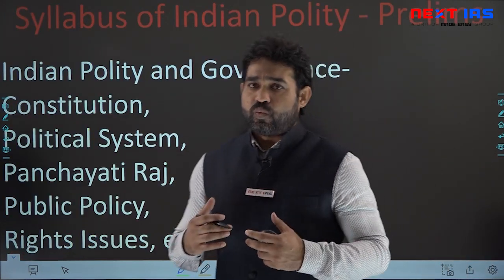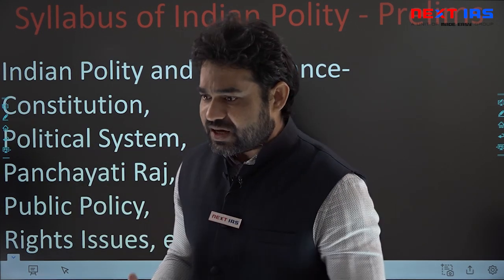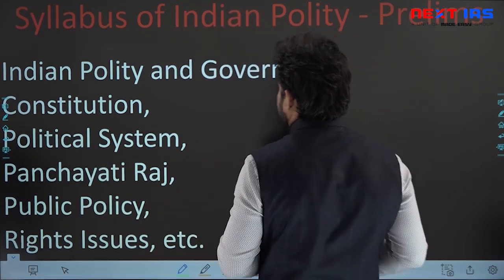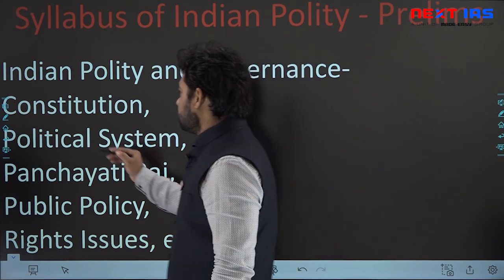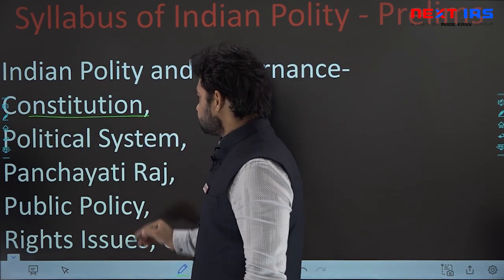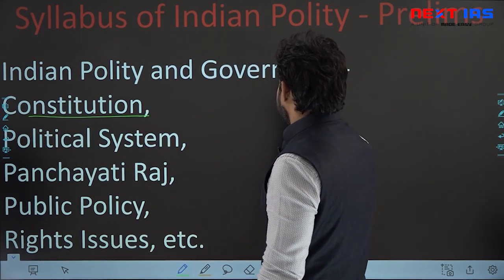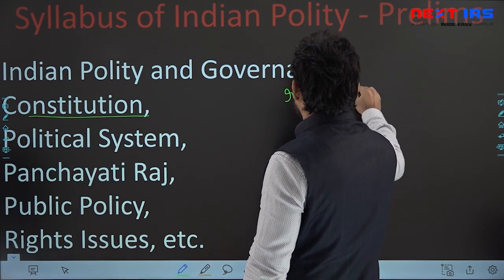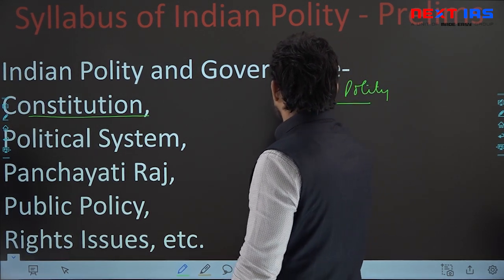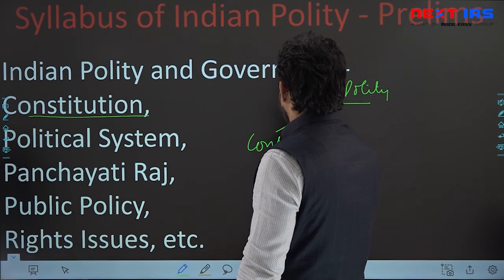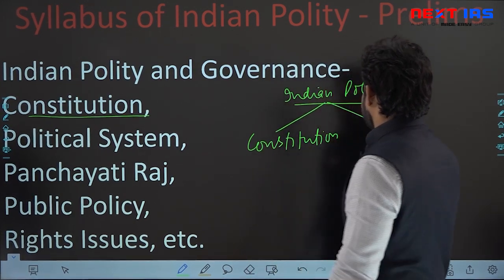Now, what are the areas given in the syllabus of Indian polity? Number 1 is the Constitution. In fact, the Indian polity syllabus can be divided into 2 parts. One is the Constitution of India, and the second is the information from other areas. This is other areas.